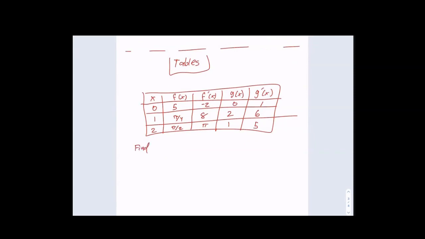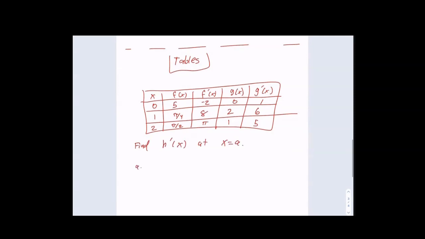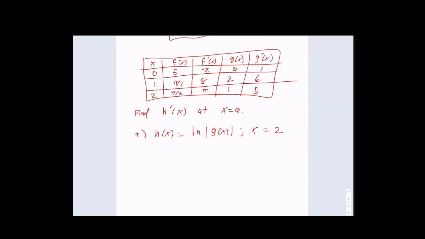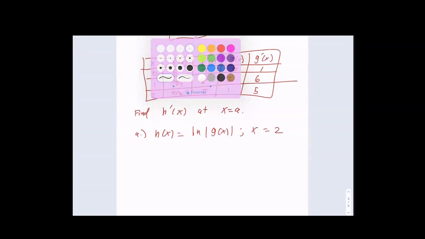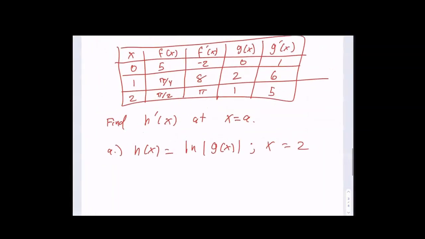For these problems, we're going to find h prime of x at x equals a. The first problem is h of x equals the natural log absolute value of g of x at x equals 2. So this will take into account your rules. Do you know the rules of taking derivatives? And then, of course, reading from a table should be something we feel comfortable doing now. We've done a lot of examples on that. So here's my table. I'm just finding the derivative.